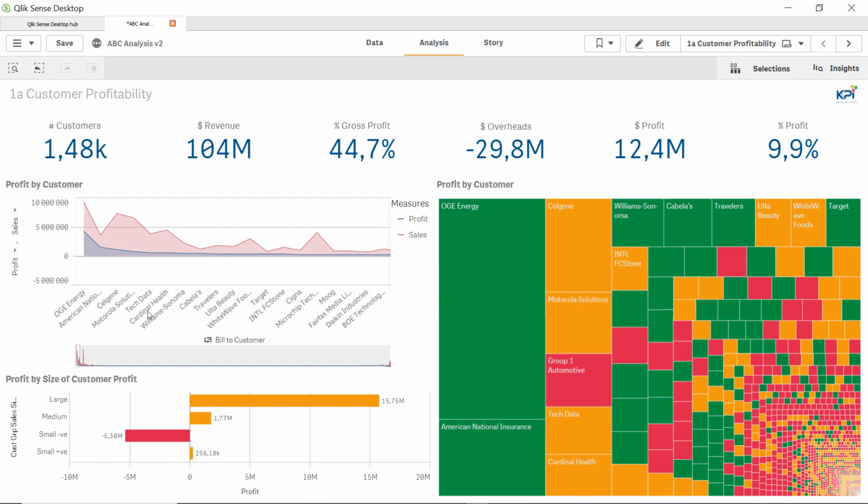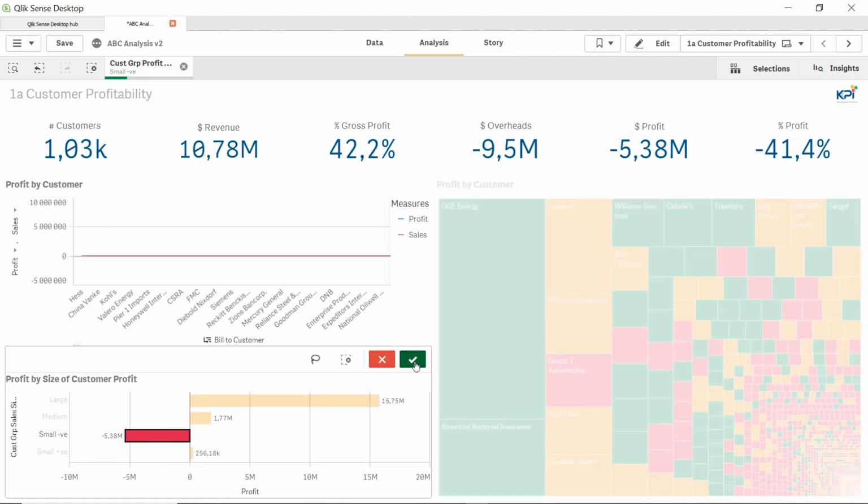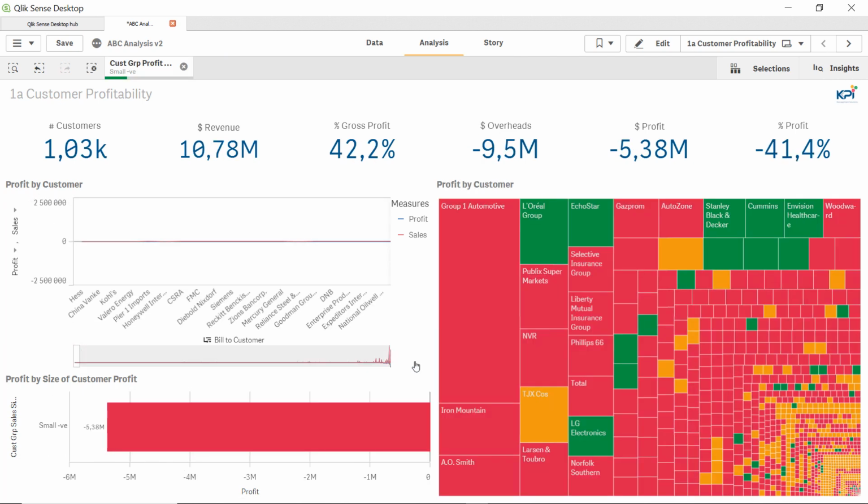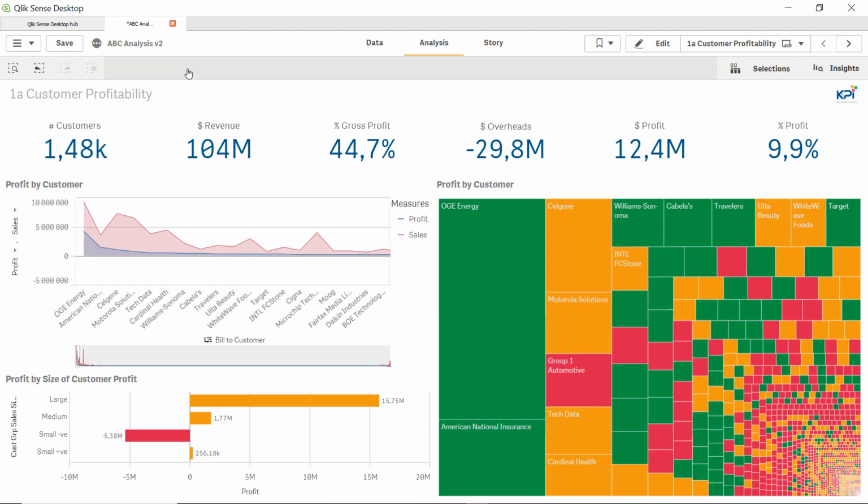And the converse is also true. If we focus on the negative customers, there they are, and look at this, 10.78 million of revenue. Again, people look at gross profit, 42.2%. They think these customers are making money for them. But in fact, and this is, again, a very real situation, they're actually destroying value. And you can see that the profit has gone from 9.9% down to negative 41.4%.